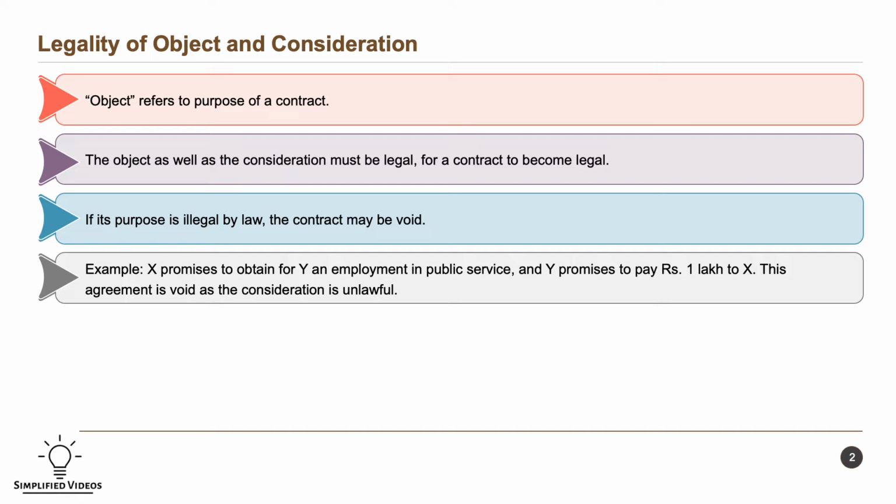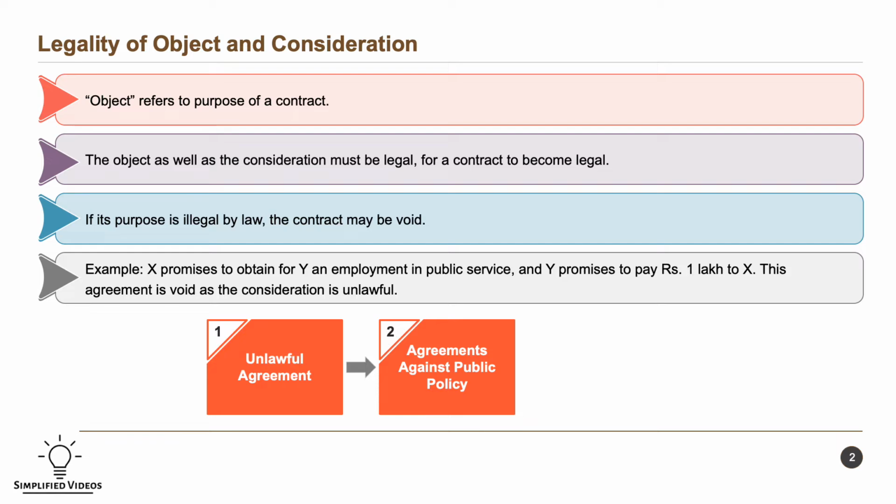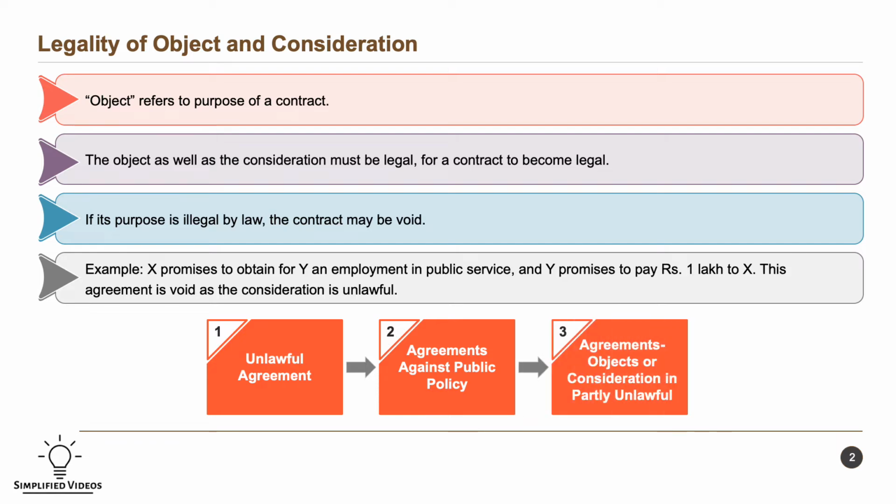For example, X promises to obtain for Y an employment in public service, and Y promises to pay rupees 1 lakh to X. This agreement is void as the consideration is unlawful. It includes unlawful agreements, agreements against public policy, and agreements whose object or consideration is partly unlawful.